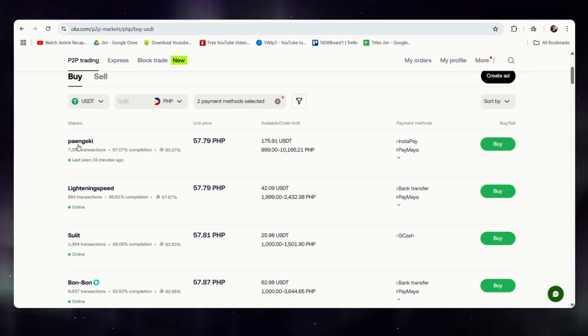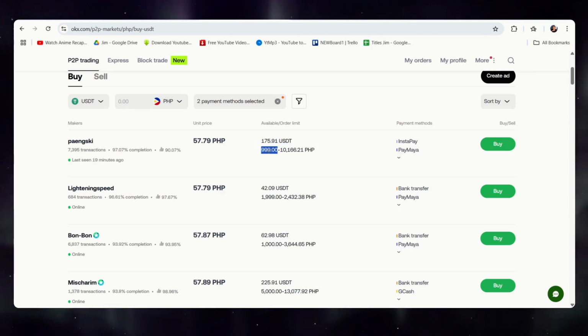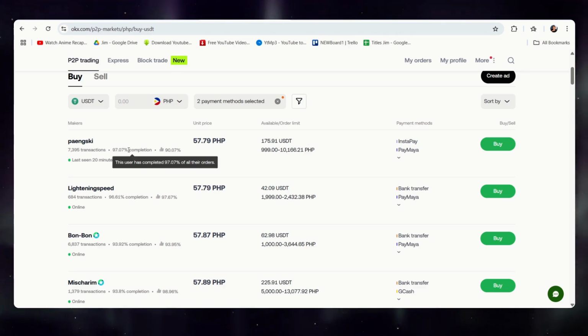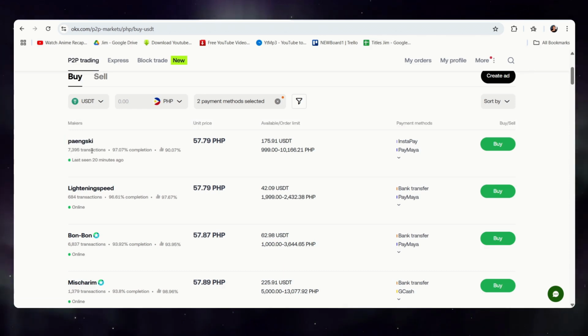For example, this guy has this much USDT available to sell, and this is the minimum amount that I would have to buy from them, and this is the maximum. Either that is all of this, or just what they're willing to sell to one specific transaction. These are how often they have completed, these are their ratings, and these are the number of transactions they have done over their course here with OKX.